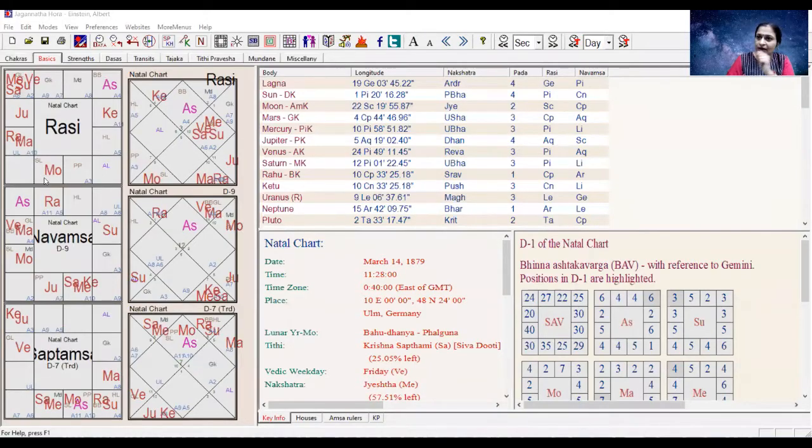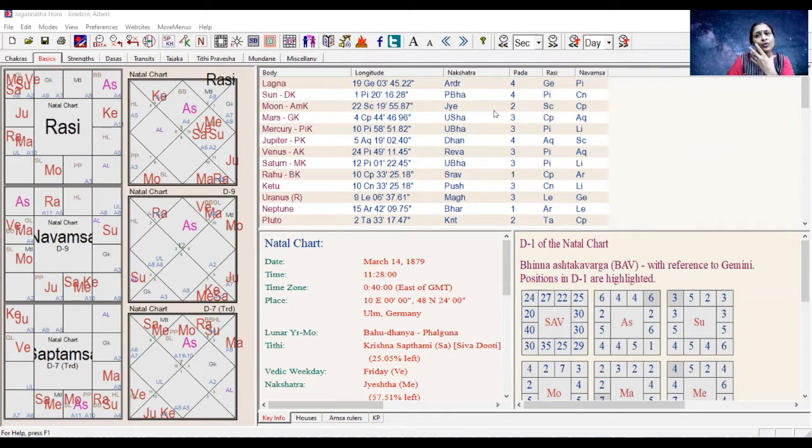So when we divide 5.40 degrees by 1.1, as we found in the calculation earlier, we got a number 5 point something. We took the whole number 5, added it to 3, and got the sign as 8. And we find that the Shree Lagna for Albert Einstein is in the sign of Scorpio.